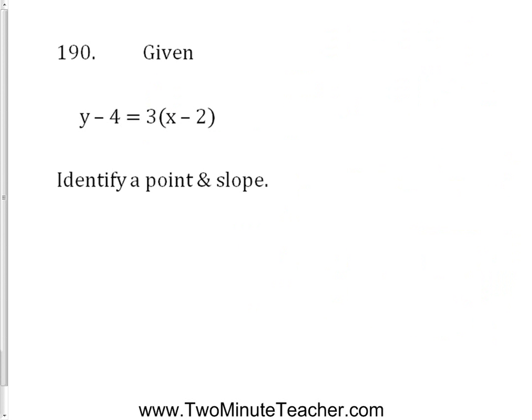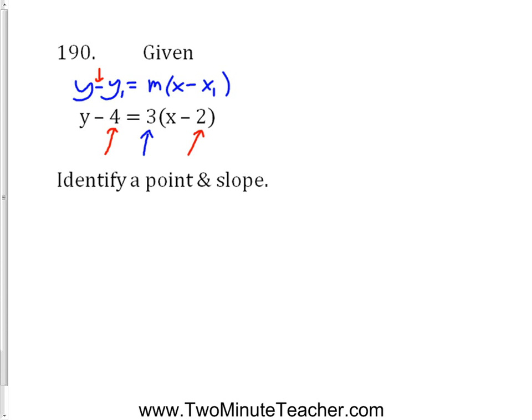Moving on, 190. Given y minus 4 is equal to 3 times quantity x minus 2, identify a point and a slope. Oh, it's just like that last kind. Y minus y sub 1 equals m times x minus x sub 1. So I know that the slope is right there, and the point is right here and here.